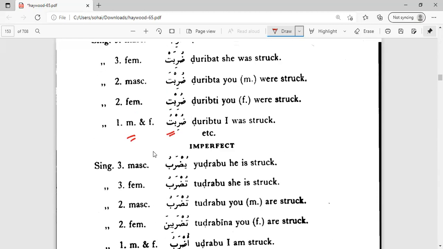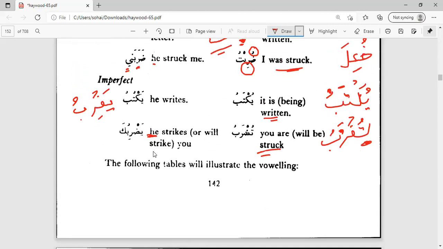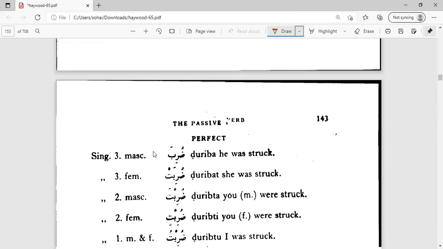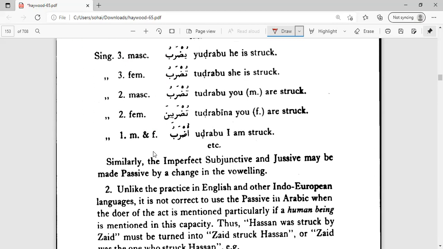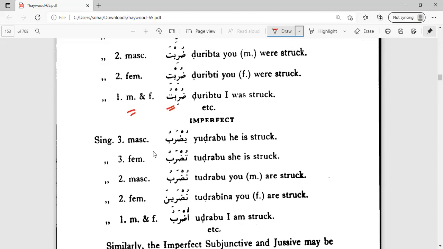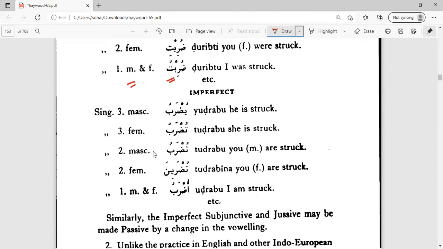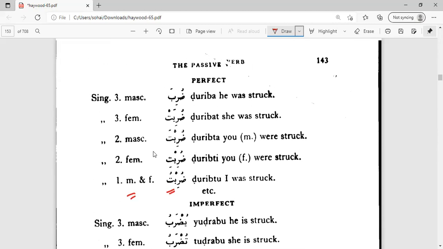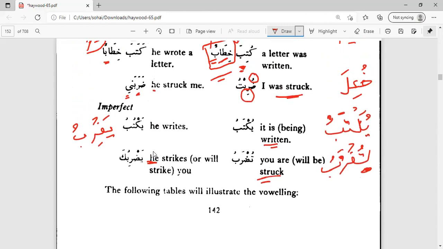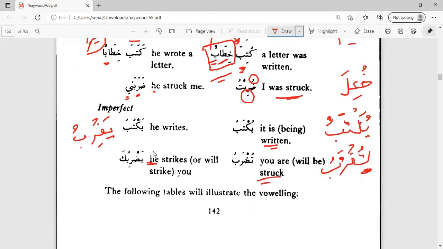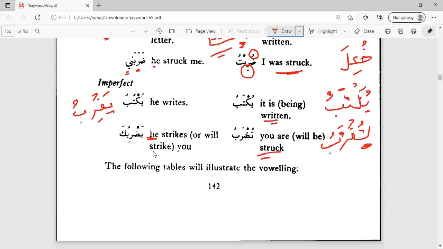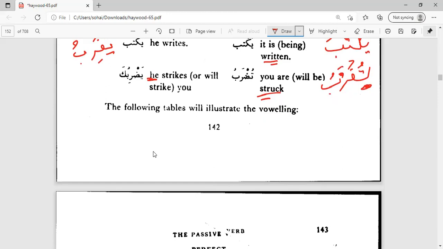And similarly, when we talk about subjunctive or jussive, if you remember, jussive is when it has jazm at the end. Subjunctive is when it has fatha at the end. Like when you say lan adriba, I will not hit, or lan tadriba, you shall not hit. So lan can be used with passive as well, and it will take the same rule.